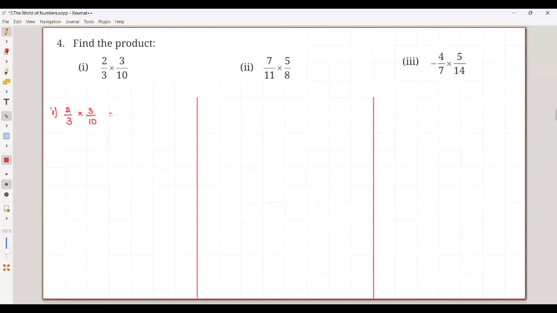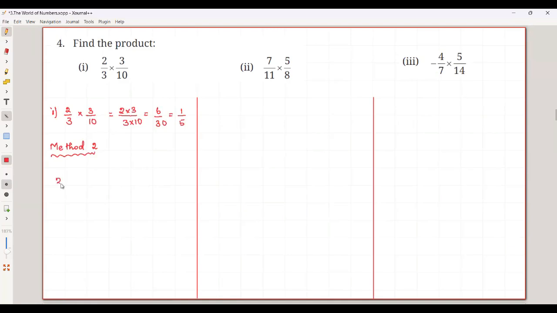Now first I'll multiply and then simplify. Multiply the numerators and multiply the denominators. This is the first method. 2 3s are 6, and the denominator is 30. 1 6 are 6, 5 6 are 30. So 1 by 5. Method 1 is I multiply and then simplify. Method 2 is I simplify and then multiply. That will be easy.